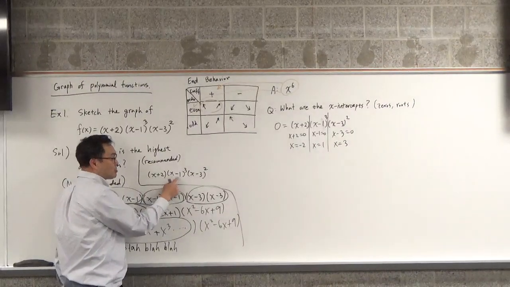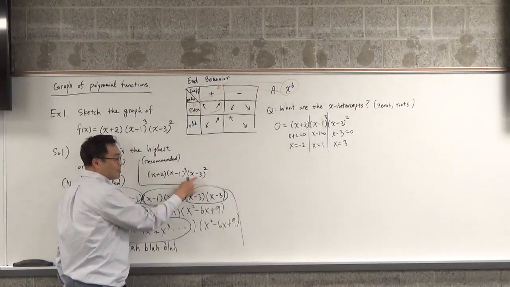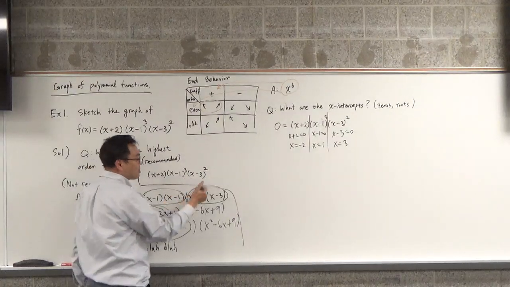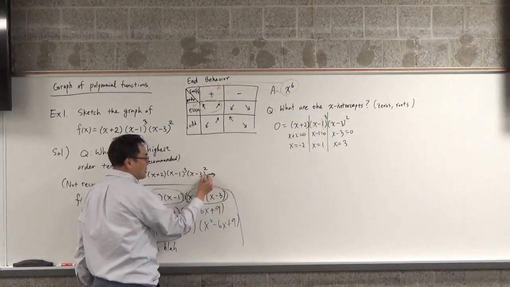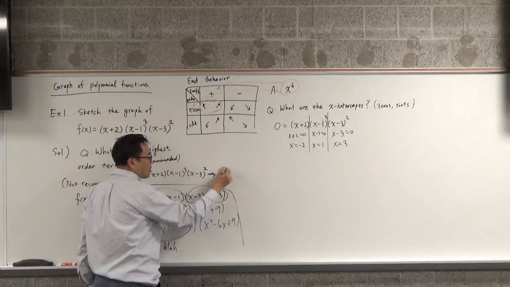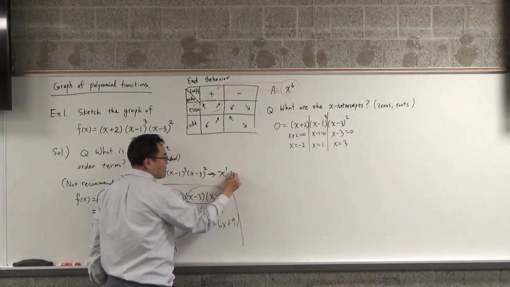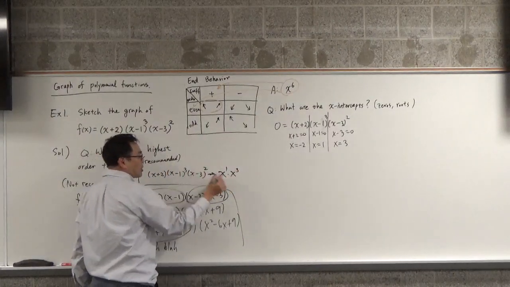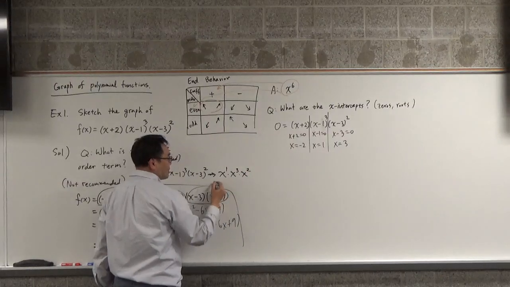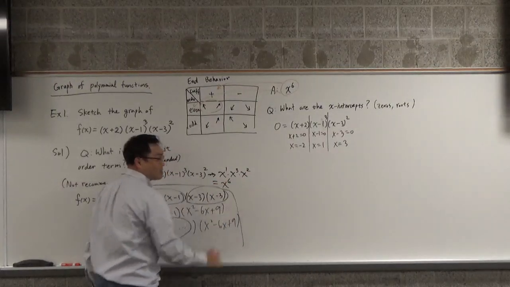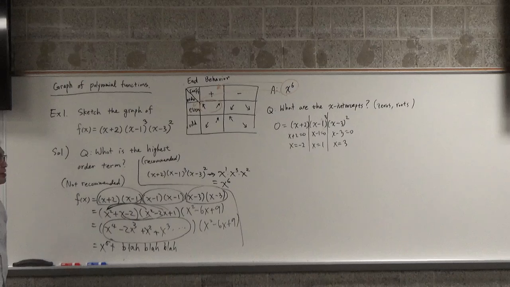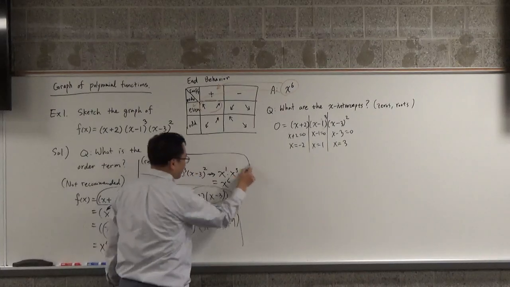X, right? How about this one? X. This one is X. So all of them are X. So this would be X to the first power, and this would be X to the third power, and X squared, and that's going to be X to the sixth power. Yeah, just simply that. Okay, thank you.